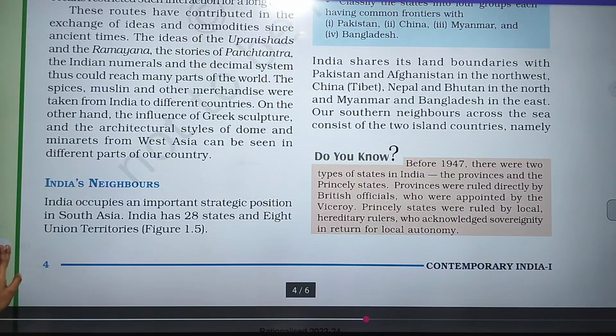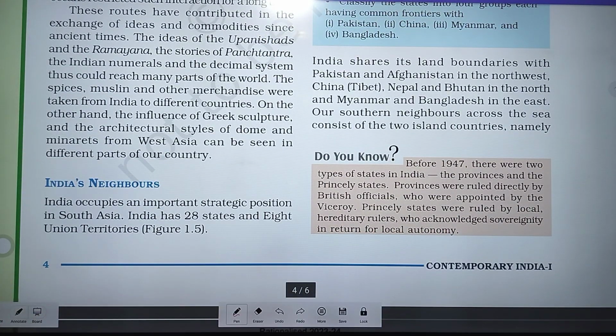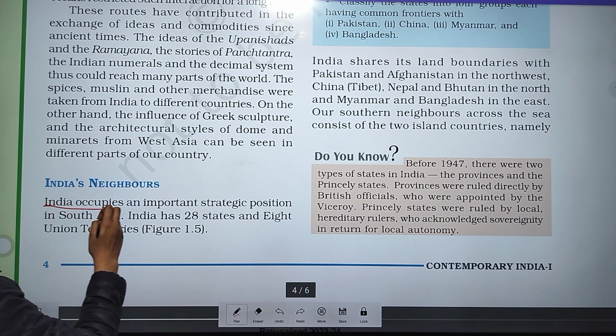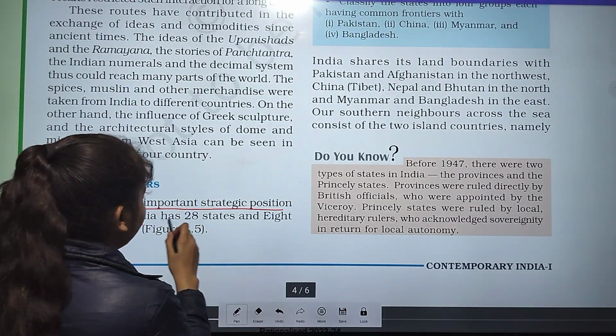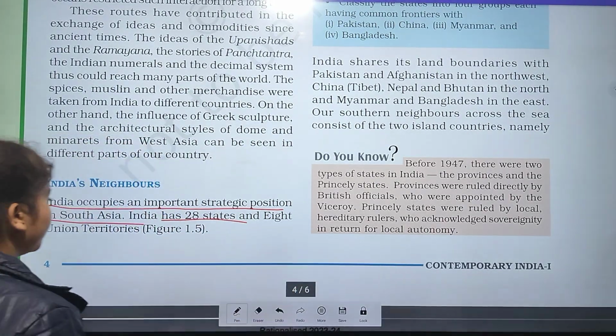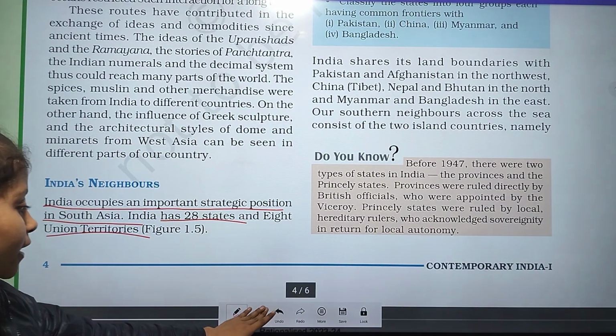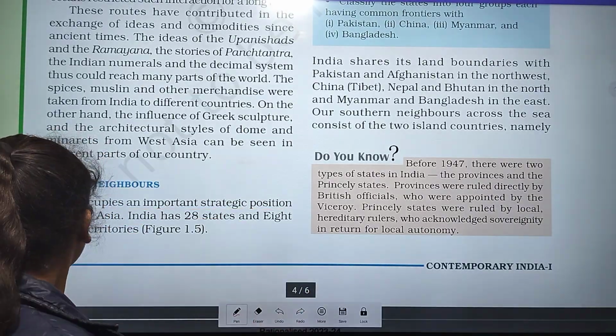India's neighbors. It means who are the neighbors of India? India occupies an important strategic position in South Asia. India has 28 states and 8 union territories. Okay, it is about India.